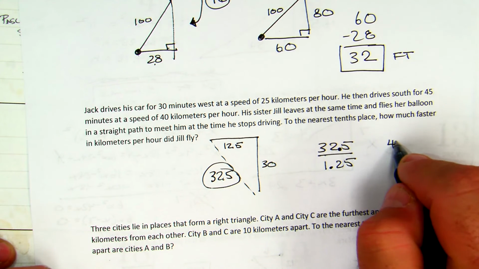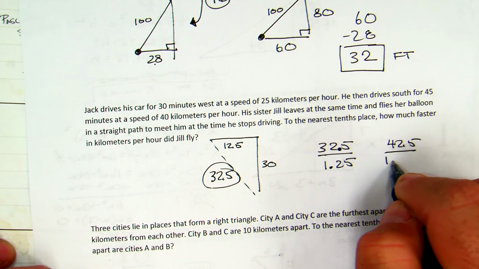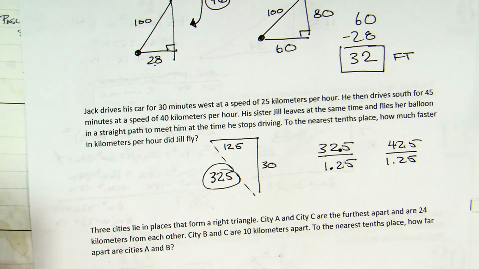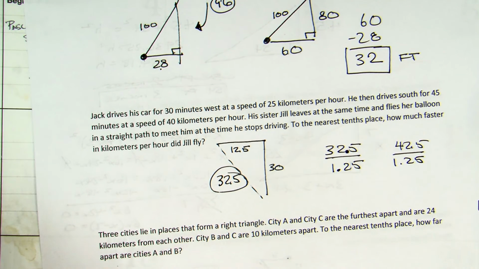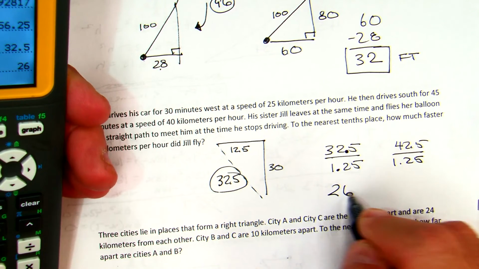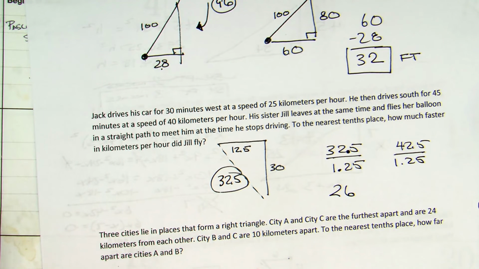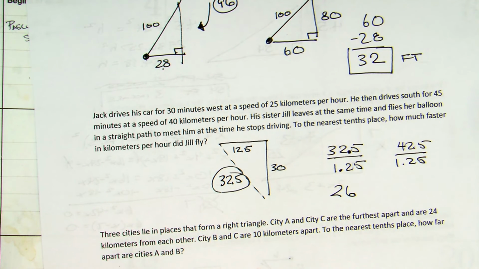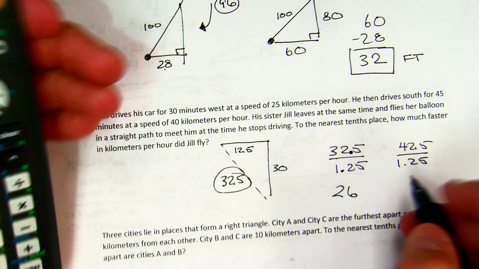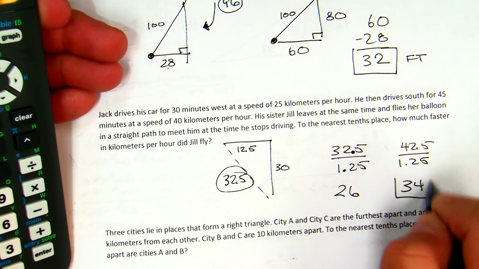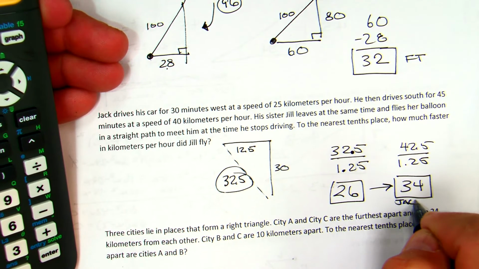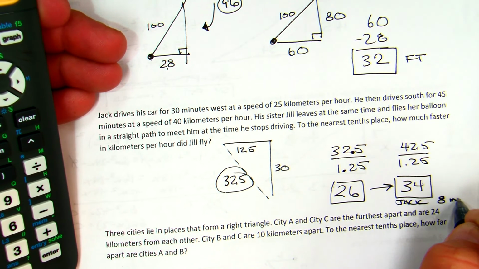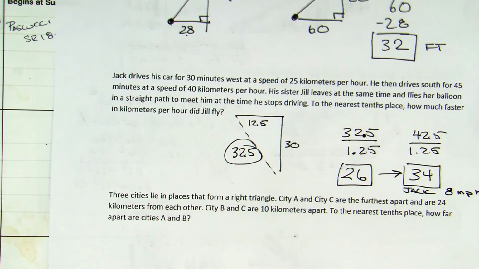Jack goes 42.5 miles in 1.25 hours. So now I'm going to divide each one by 1.25. So she goes 26 miles per hour. And he goes 34 miles per hour. So actually, Jack goes faster by 8 miles per hour. Alright, so make sure you can use speed, distance over time.